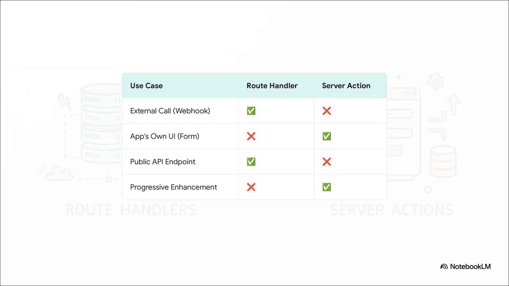You use a route handler when something external needs to call your application. Think about a Stripe webhook that needs to send you a payment confirmation, or maybe a mobile app that needs to fetch some data. Those things need a stable public URL to hit. Server actions, on the other hand, are for internal stuff, mutations that are triggered by your own UI, like a user, right there in your app submitting a form.